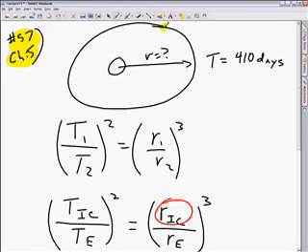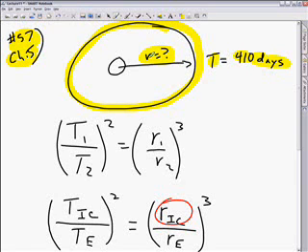Okay, so we have Icarus going around the Sun, period of 410 days. We want to find out what the radius is. So when it says the average, the mean distance from the Sun, that's the same as saying we take the ellipse and make it into a sphere or a circle, and what the radius of that circle is.